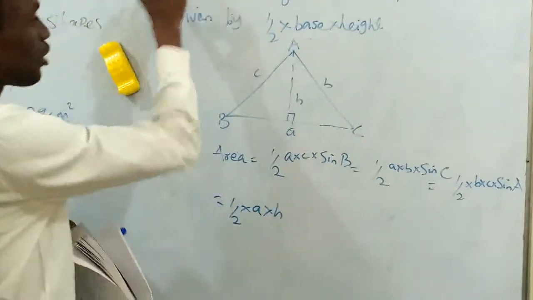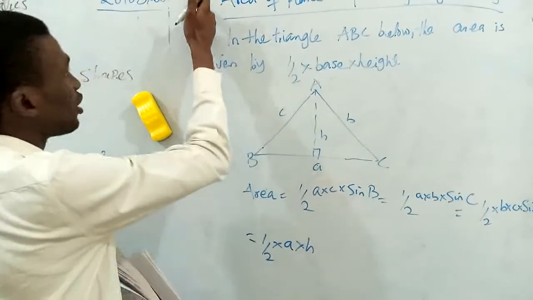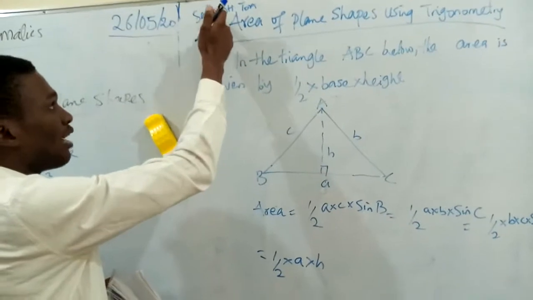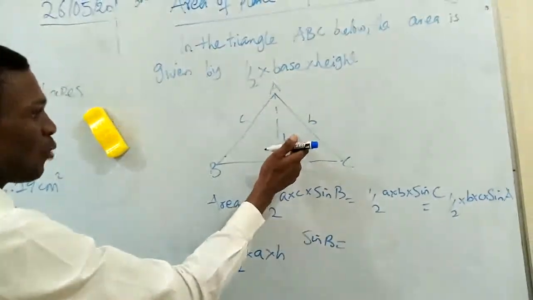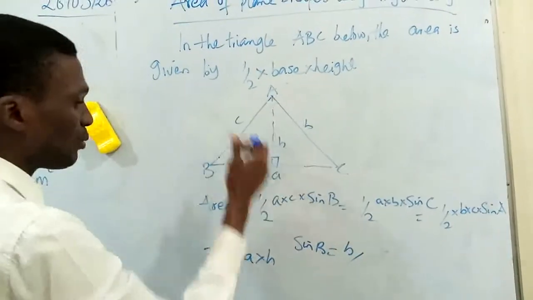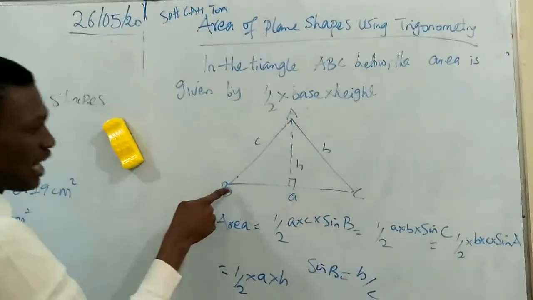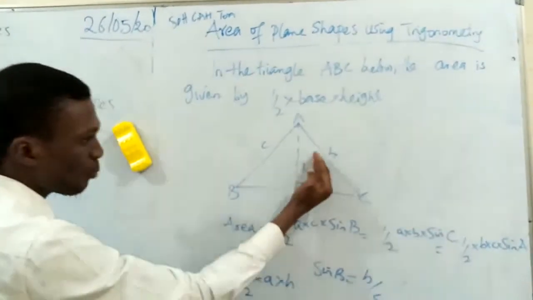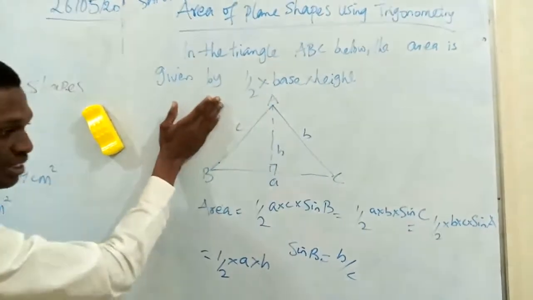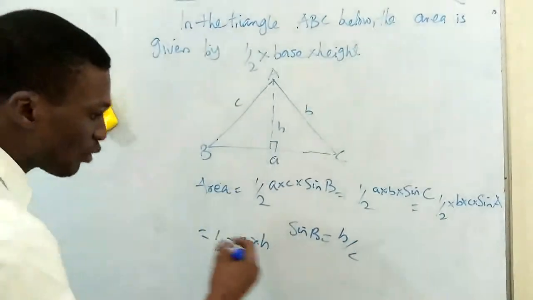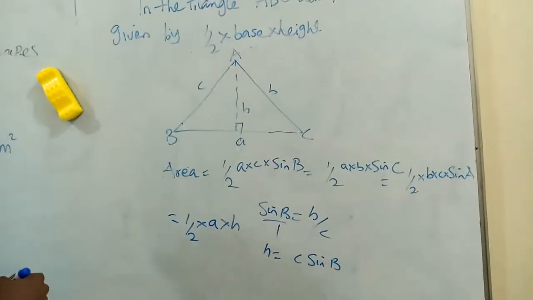Now, using our SOHCAHTOA, sin theta is opposite over hypotenuse. Sin B now, our opposite is H, and the hypotenuse is C. Sin of an angle is opposite over hypotenuse, and the side opposite our angle B is H. So we have H over C. If we cross multiply, H will give us C sin B.